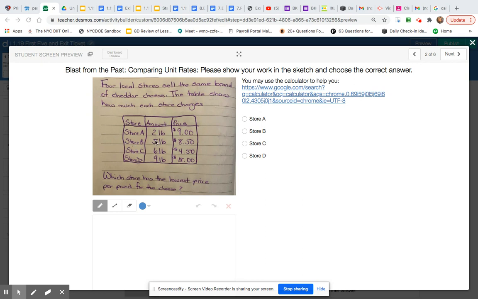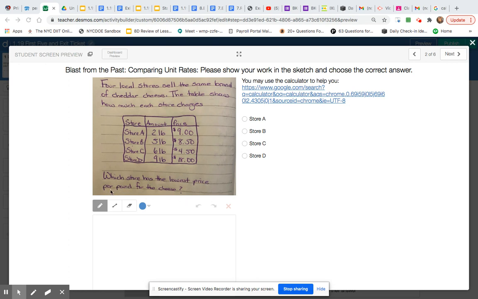For store B, the price for 5 pounds of cheddar cheese is $8.50. The price for 6 pounds of cheddar cheese at store C is $4.50, and the price of 9 pounds of cheese at store D is $18. And the question says which store has the lowest price per pound for the cheese?